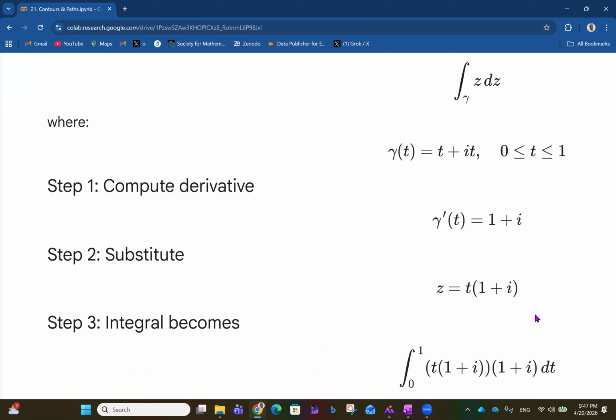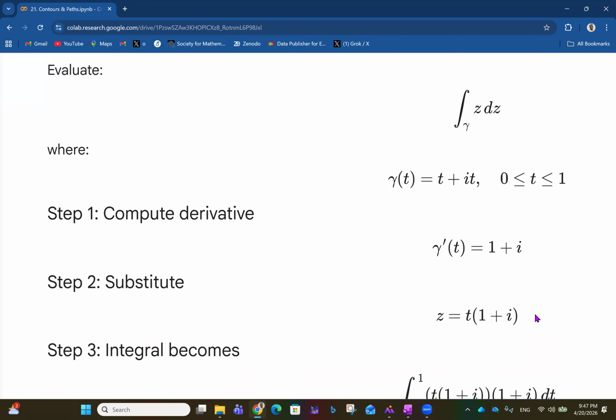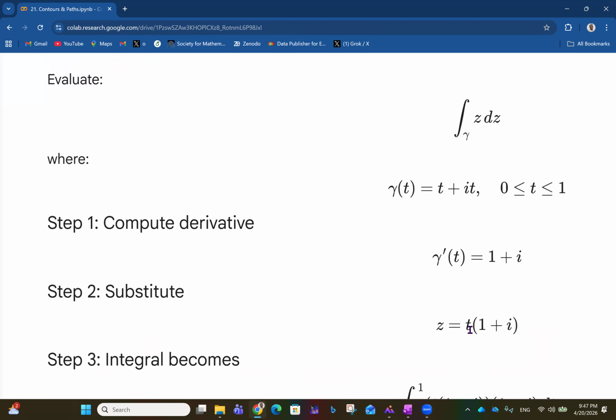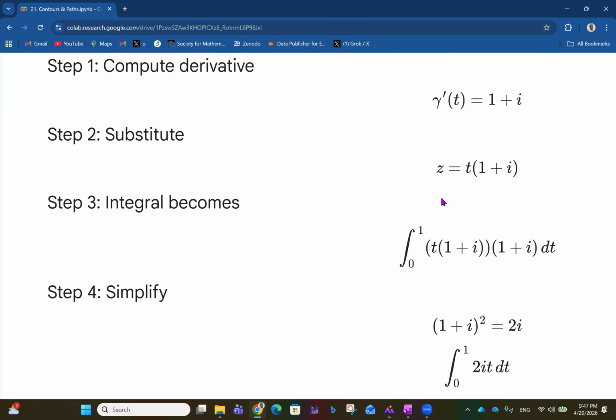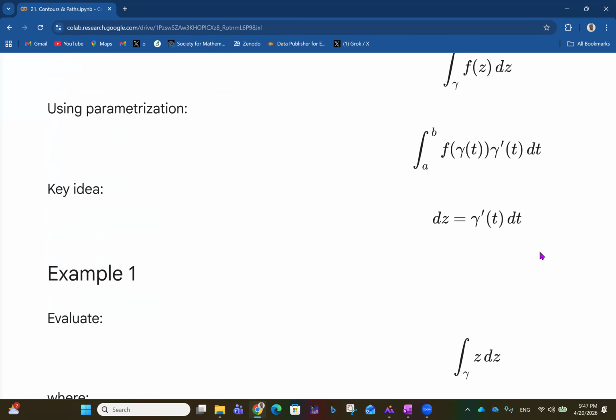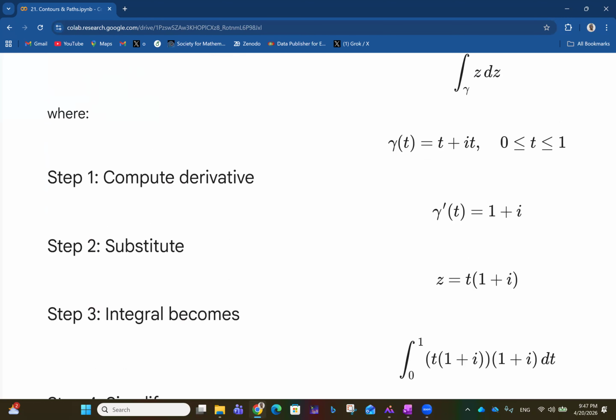Then the next thing is you substitute. So z now is t into i plus 1. So that's what z is. And if that is the case, then the integral becomes the integral from 0 to 1 of t into (1 plus i) into (1 plus i). And this is following this expression right here, f of gamma of t, gamma prime of t dt. That's basically what that follows. So we have the integral from 0 to 1 of t into 1 plus i dt.